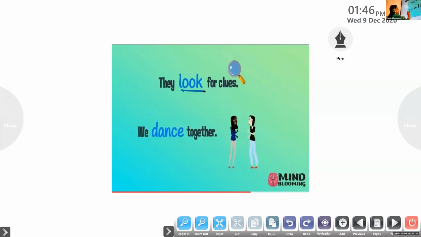Just write the verb as it is. They look, we dance. That is what I've already explained to you. This is how we write the present tense. Present tense always depends on the subject. If the subject is singular, add s or es. If the subject is plural, write the verb as it is.